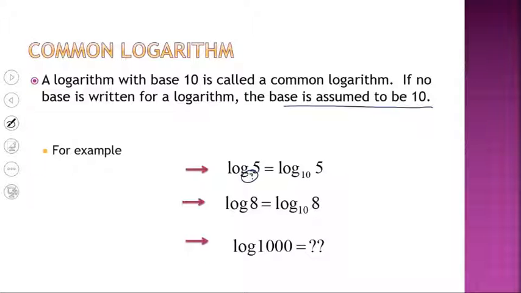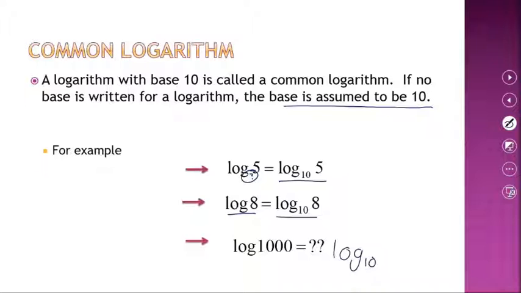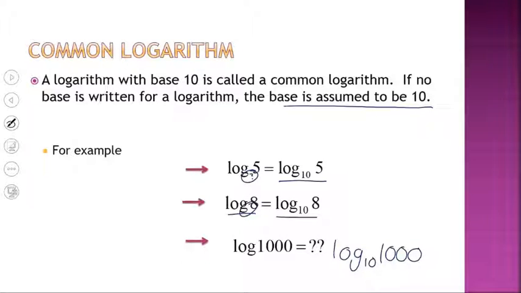That's what we'll use common logarithms for. Log of 5 is the same as saying log base 10 of 5. Log of 8 is the same as saying log base 10 of 8. And log 1000 would be the same as saying log base 10 of 1000. So if you don't see a base here, you assume that base is 10 because we're using common logarithms.